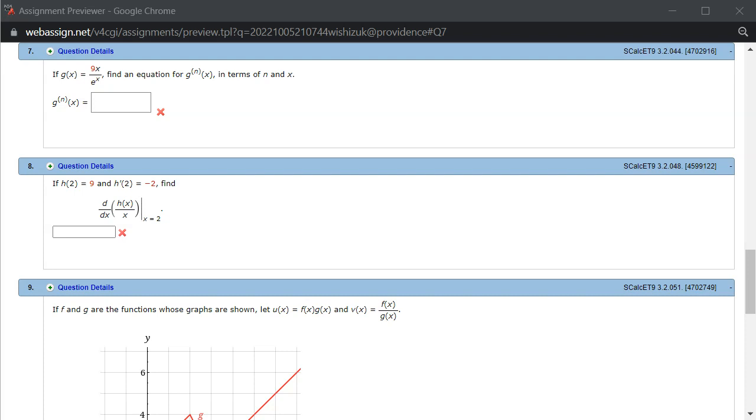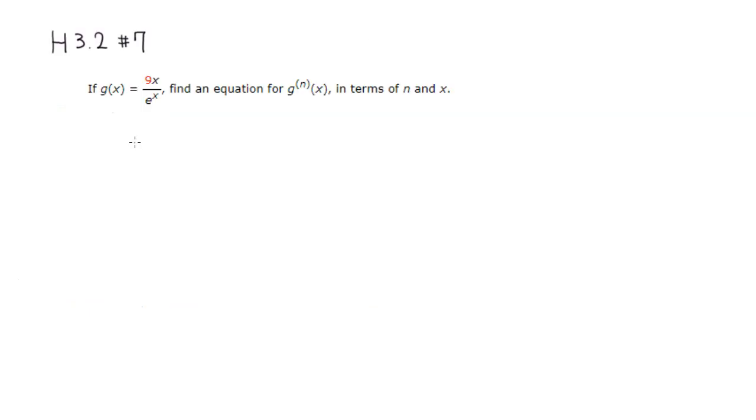All right, let's look at homework 3.2, problem number 7. We have g of x equals 9x over e to the x, and we want to find the equation for the nth derivative of g of x. So let's take maybe the first few derivatives to see if we can detect a pattern.